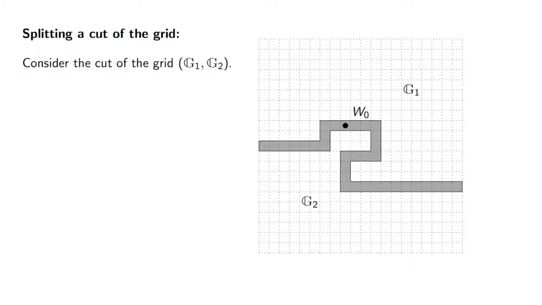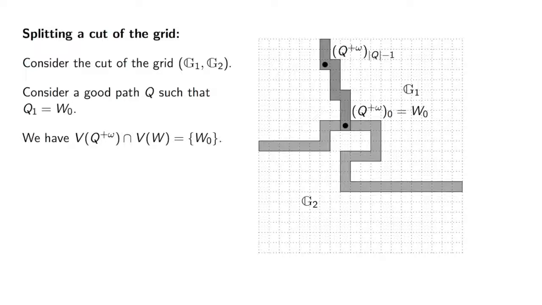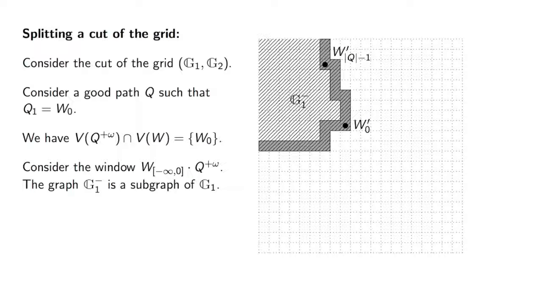Consider the first cut of the grid and its window W. We chose a position of this window as W0. Now we consider a good path Q such that Q0 is W0, the direction of Q is V. Consider the extension of Q into an infinite path in the direction V. Suppose that this infinite path intersect with W only at position W0. Now, we can consider the window which is the concatenation of the segment of W from -infinity to 0 with the extension of Q. The new window is W'.